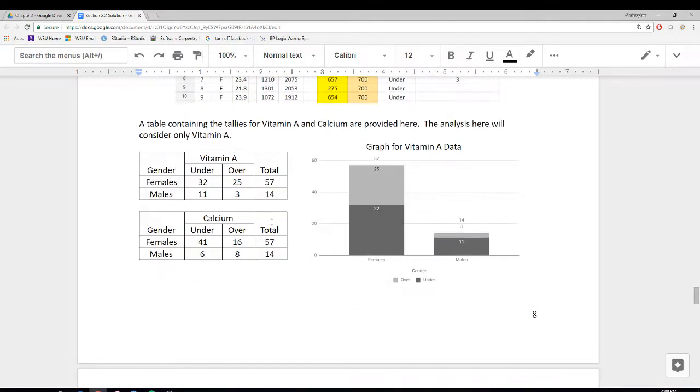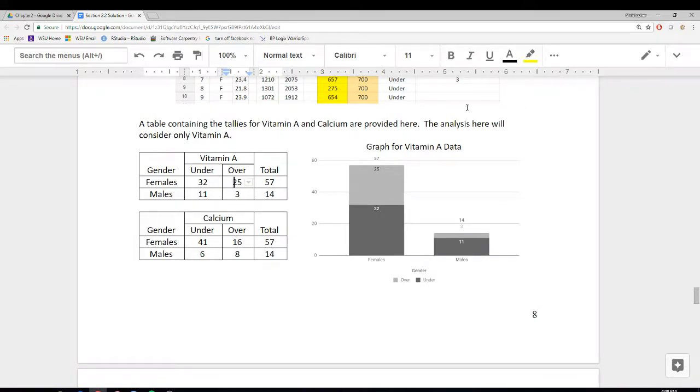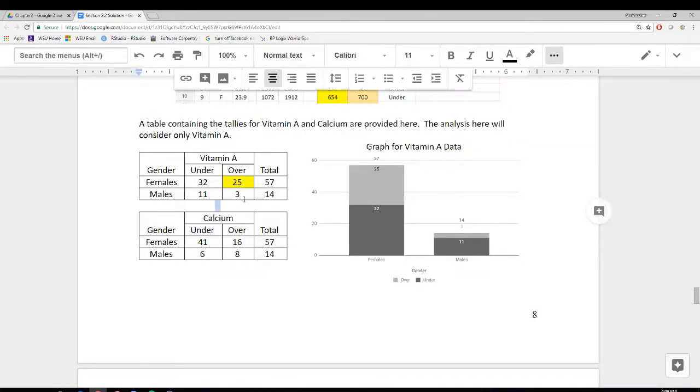So let's go ahead and look at this data in a table format here. Let's look at this particular cell in the table. Again, this is for females, so it's in the first row here. For females, I had a total of 57 females. It's being specified right here. 57 total females in this study, 25 of which were over their intake of vitamin A.